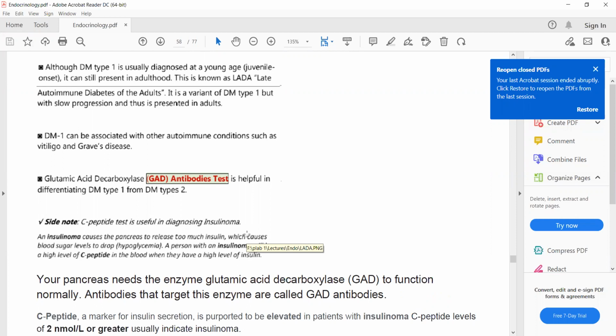Age can be 10, above 20. The main thing is that you need to know that if someone is diagnosed with type 1 diabetes mellitus in adulthood, no matter whatever the age is, it will be LADA, because normally autoimmune type 1 diabetes mellitus manifests in childhood.